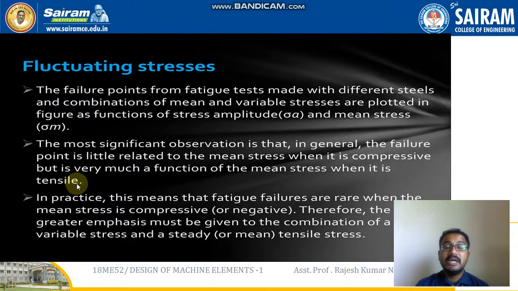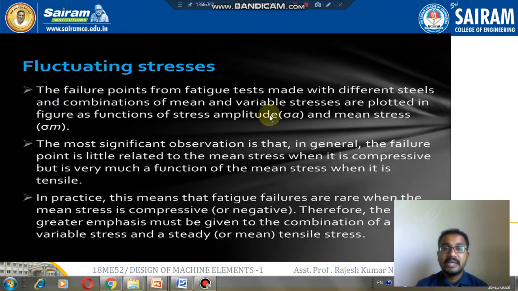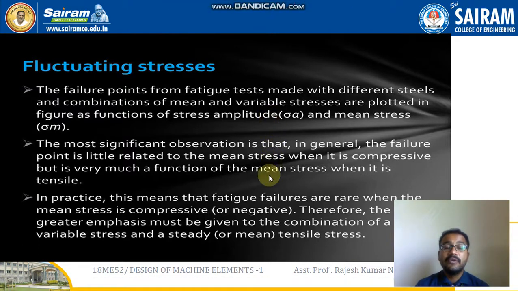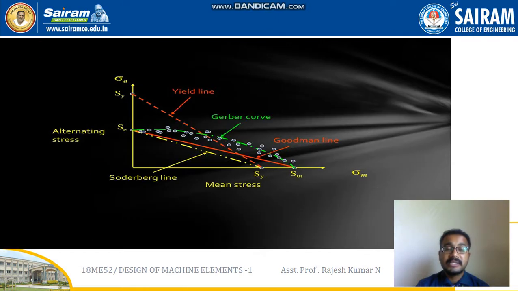You can see how, with an axial load, if it is a tensile load, the failure is very much a function of the mean stress, but if it is a compressive stress, it is little related to the failure point. In practice, this means that fatigue failures are rare when the mean stress is compressive or negative. So if a material is under compressive load, the failure chances are very, very less. Therefore, the greater emphasis must be given to the combination of the variable stress and the steady, or mean, tensile stress.